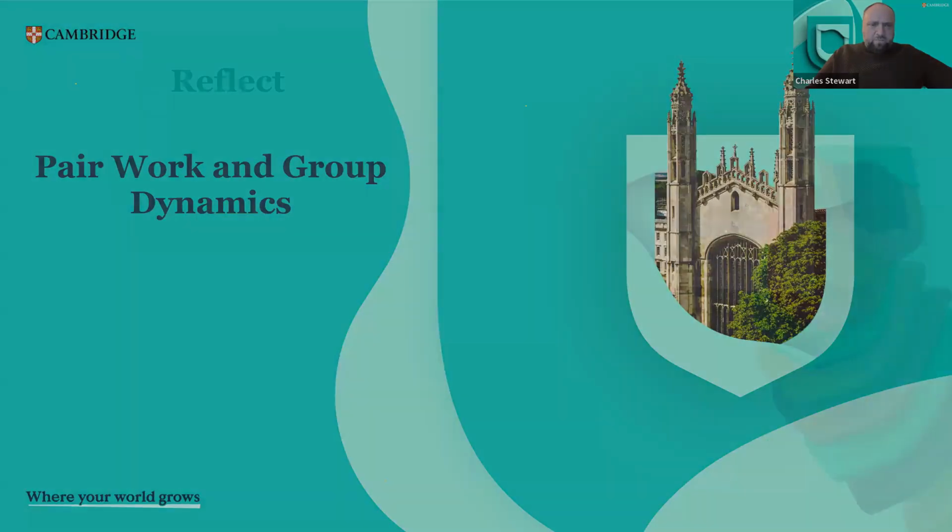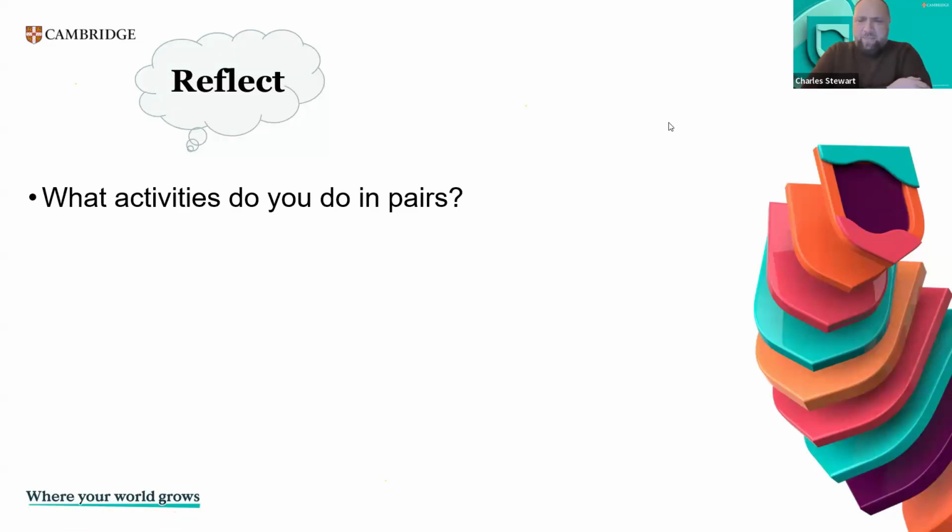So first of all, think about your classes. Let me hear from all of you in the chat. Please, everyone, let's participate in the chat. What are some activities that you do in your classroom where you pair your students up? So for example, gap fills, you can pair your students up for this. What are some different activities that you do with your learners in pairs in your class?